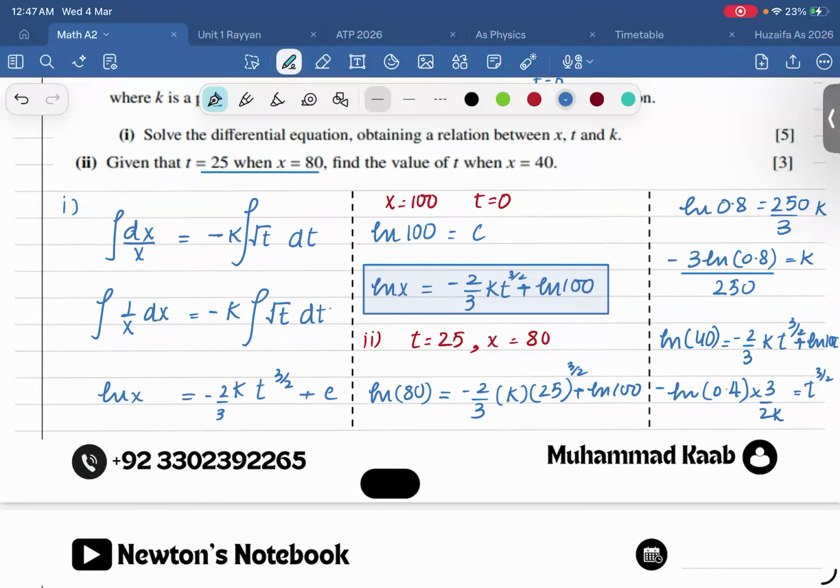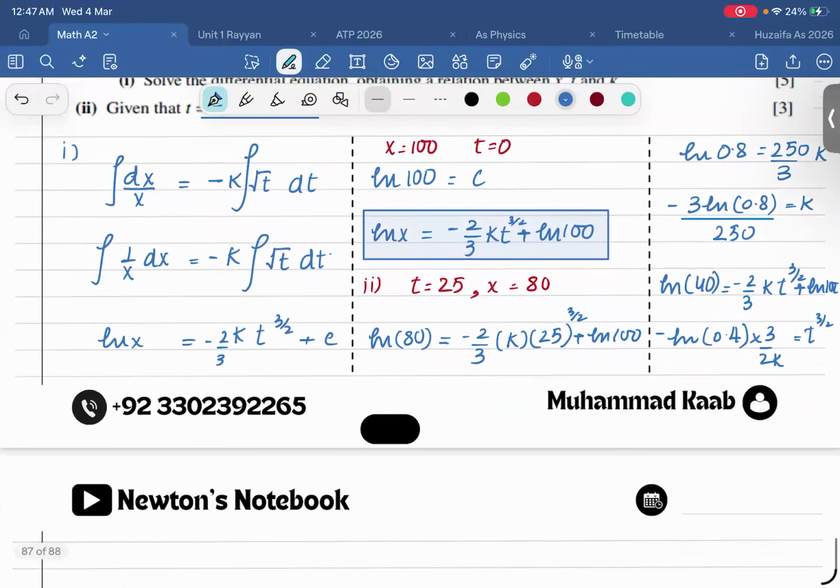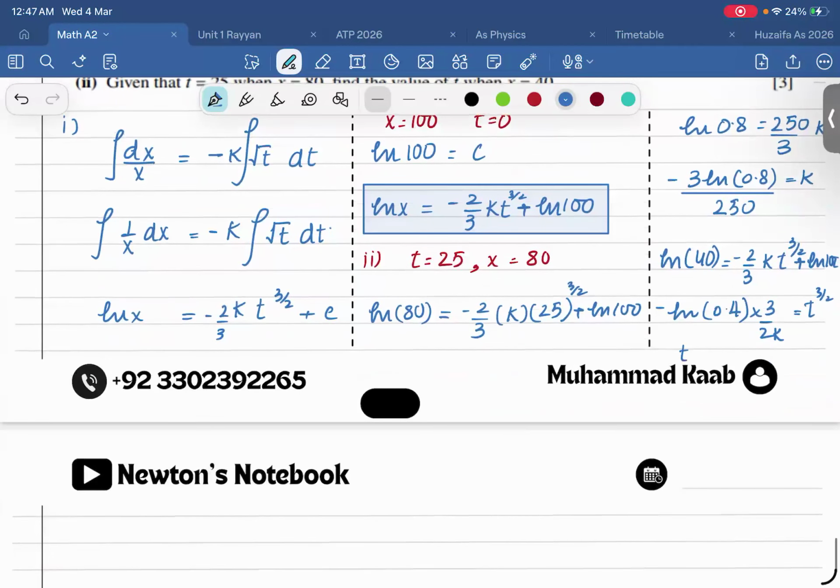513.8. Okay. So if you do a square 513.18, and you have raised it to the power of 2 over 3. So I'm getting 64. Okay. So T is 64, right? Do you guys get it?